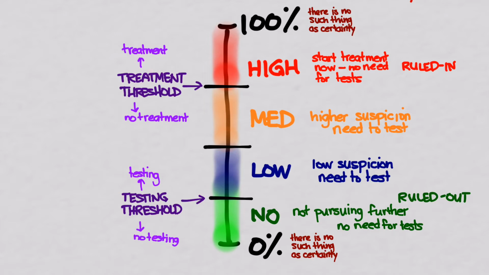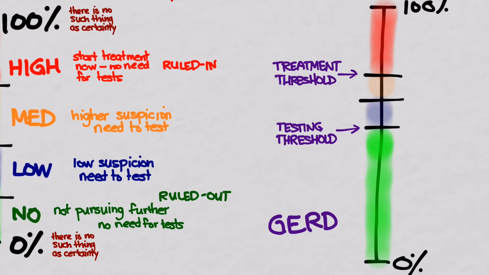So where you set those thresholds really depends on the disease process that you're looking at. Let's take an example of GERD, okay? So reflux disease. If you miss GERD in the emergency department with someone who comes in with chest pain, probably nothing bad is going to happen.